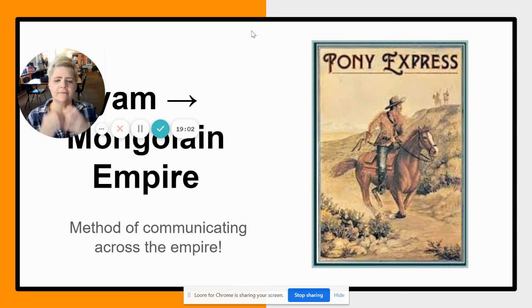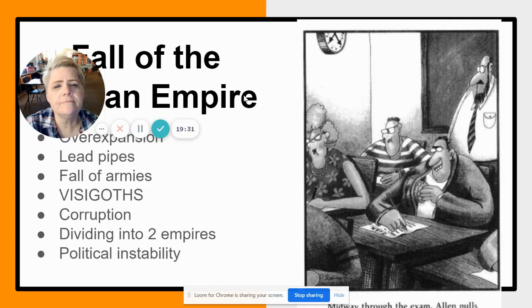Yams in the Mongolian Empire. Remember yams? I said, guys, if you put down it's a vegetable, yes, you're correct, but it's not the answer that I'm looking for. Remember that the yam is the Mongolian Empire's form of the Pony Express. This is how they got messages from one side of the empire to the other end of the empire: by writing them down, giving them to a messenger, and then that messenger going to the other side and passing that information on.